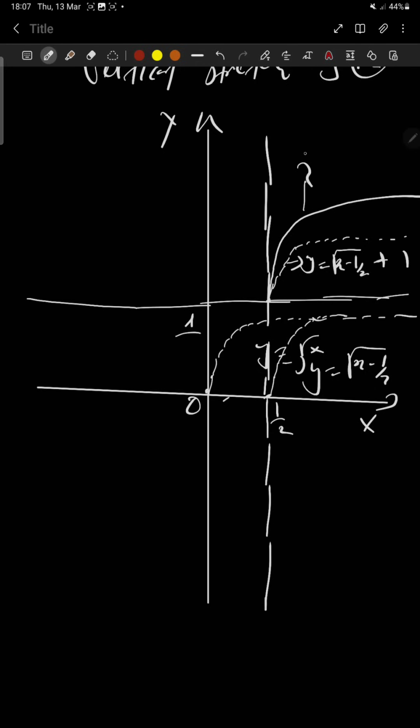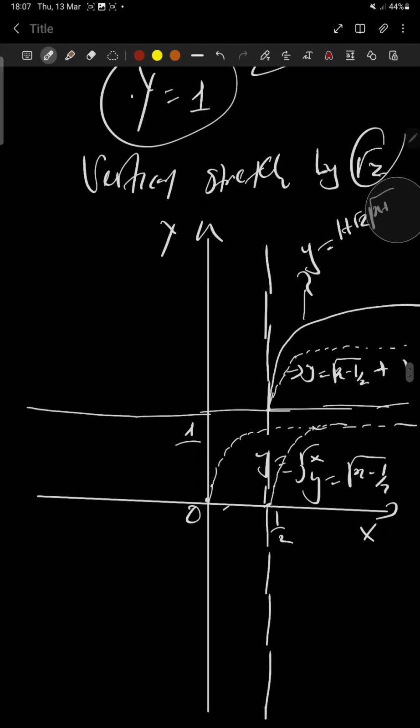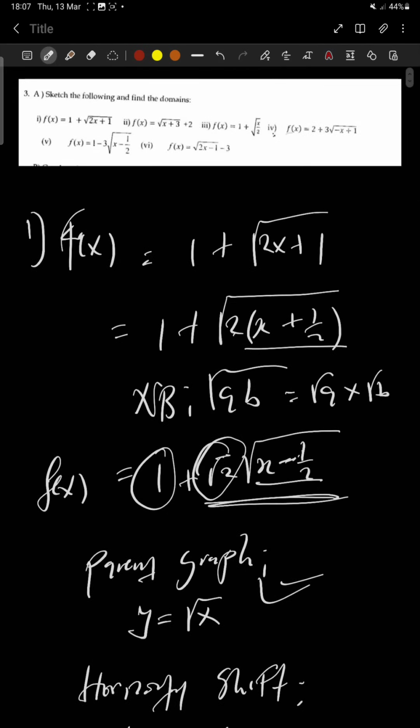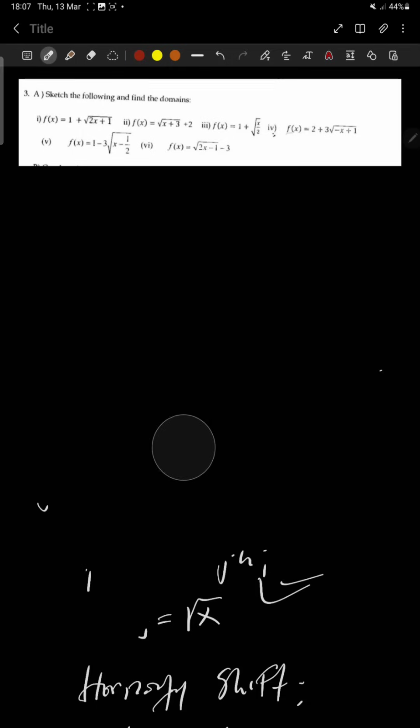This is my graph. This is y is equal to 1 plus square root of 2 square root of x plus, is it x minus 1 over 2. Okay, that's a graph. All right, let's go to the second one. The second one is straightforward. So we have f of x is equal to square root of x plus 3 plus 2.